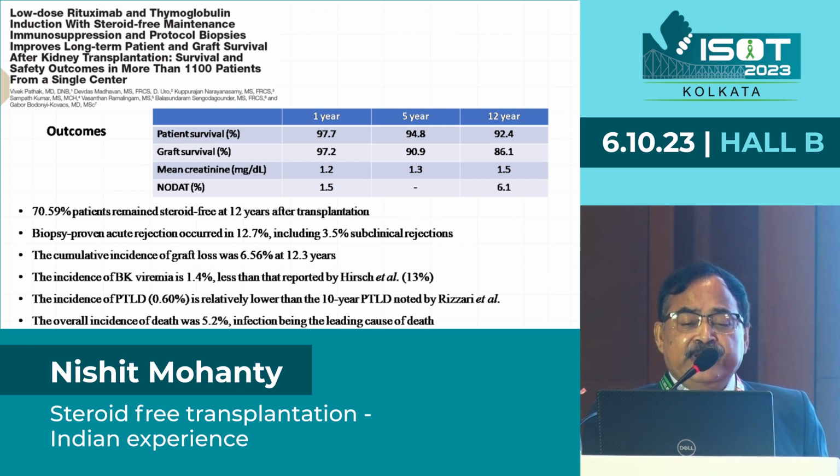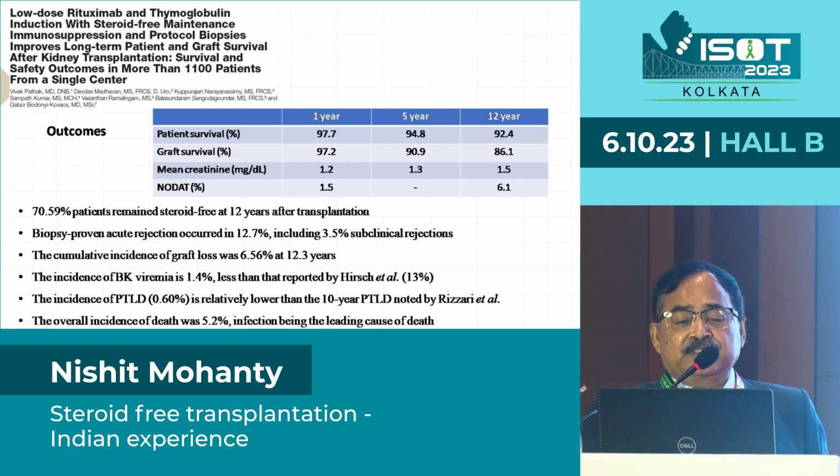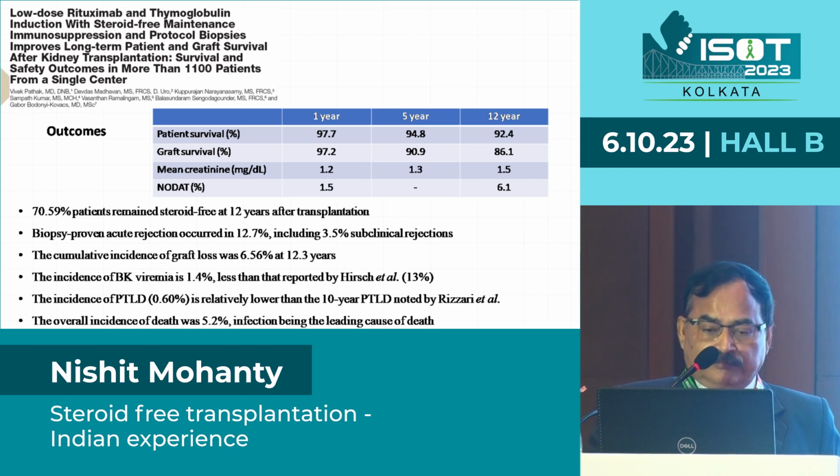Around 70% of patients remained steroid-free at 12 years. Biopsy-proven acute rejection was 12%, including 3% subclinical rejection. The cumulative incidence of graft loss was 6.5% at 12 years. So it is a very good outcome. The incidence of BK virus and PTLD was very low, and overall death was 5.2%.